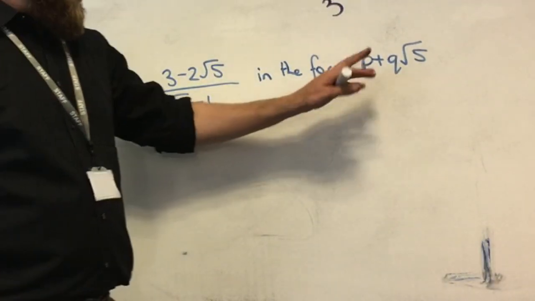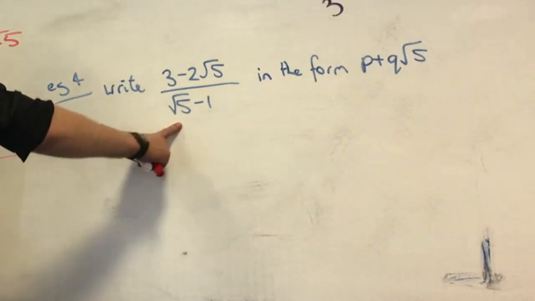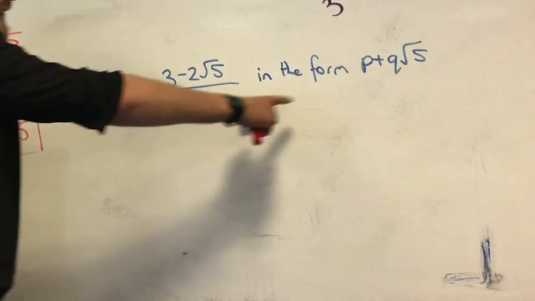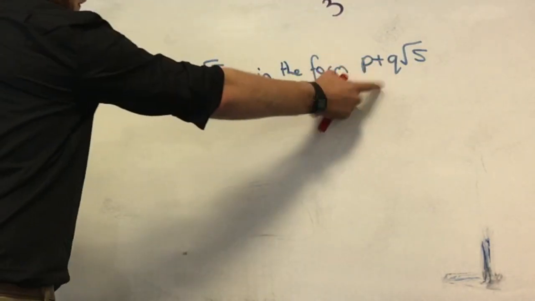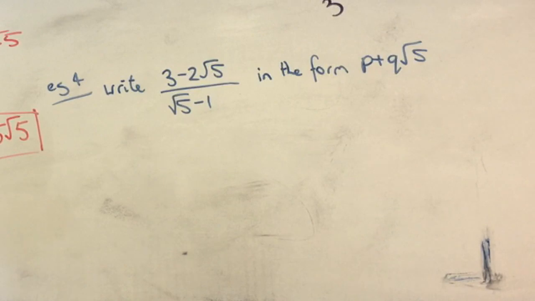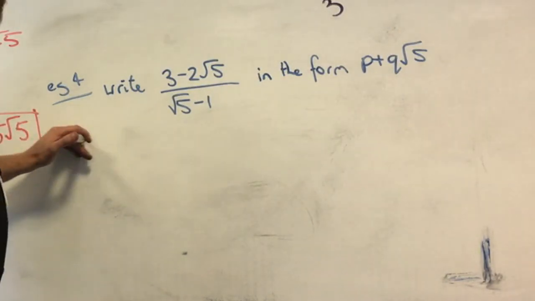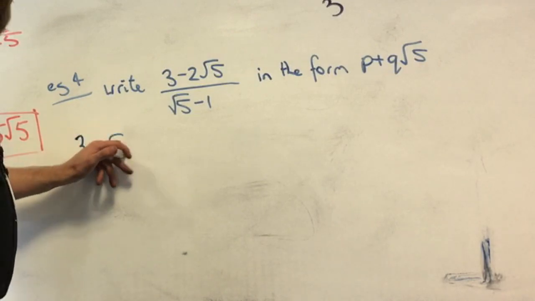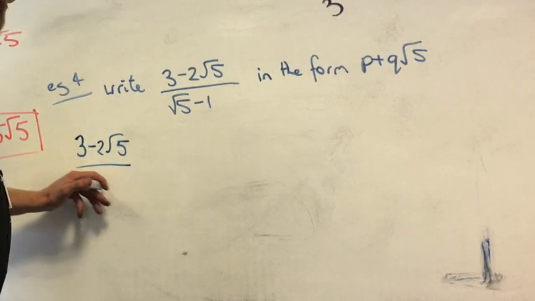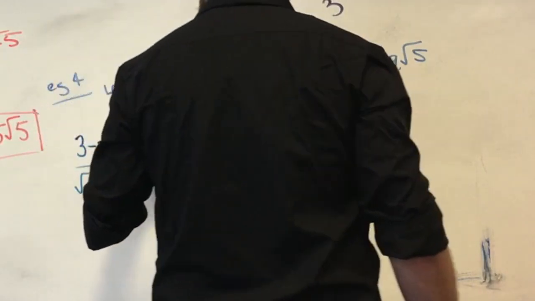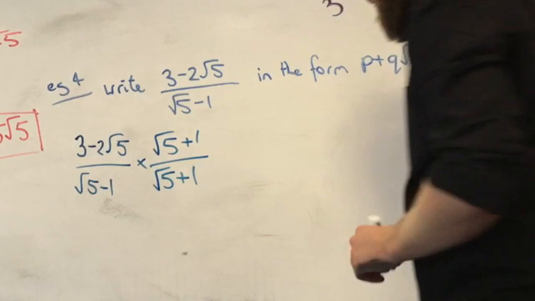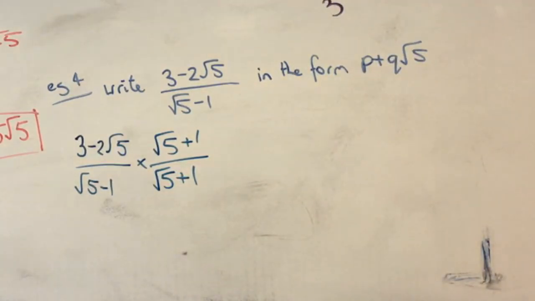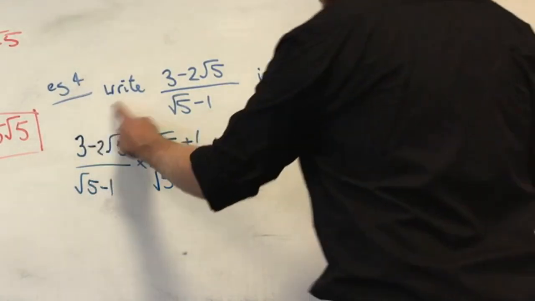Okay, last one, same idea, but it's presented slightly differently. Write this in the form this. Well, you can tell the denominator here isn't rational, it's got root 5 in it. Here there is obviously a denominator of 1. So it's asking us to turn this into a denominator of 1 via rationalisation. So we're going to times this one by root 5 plus 1, and then simplify.